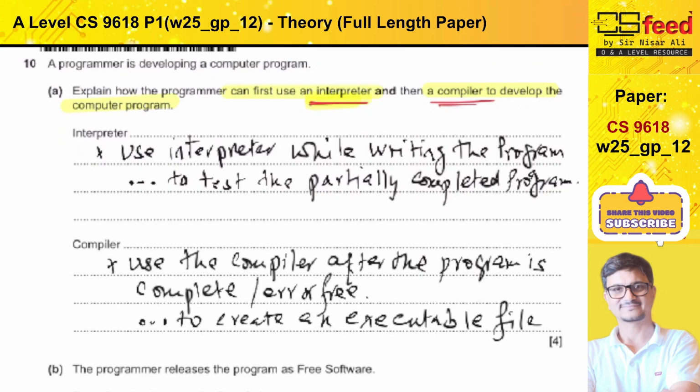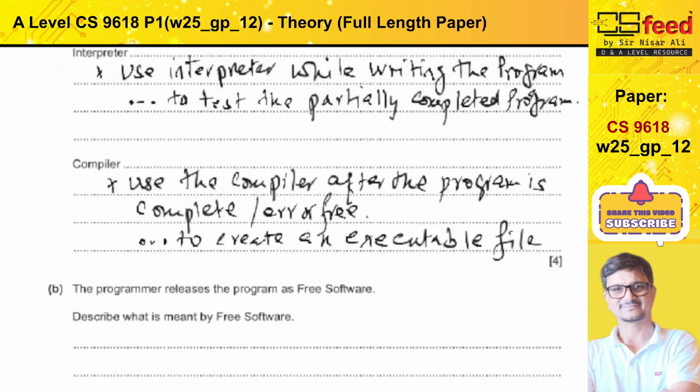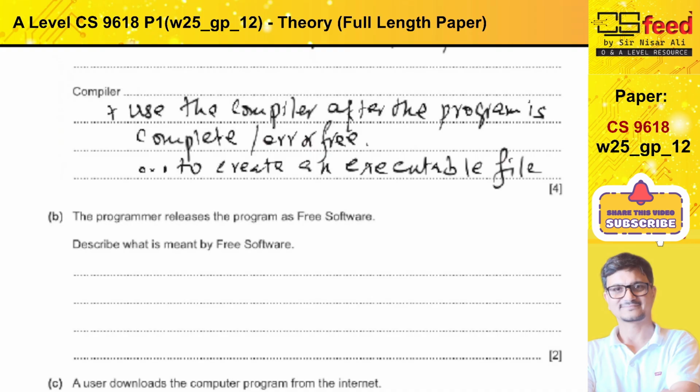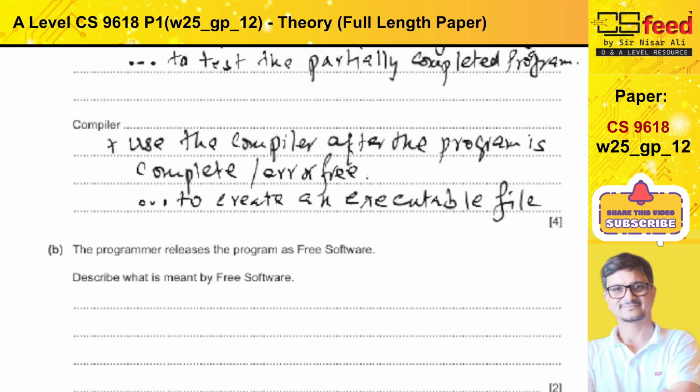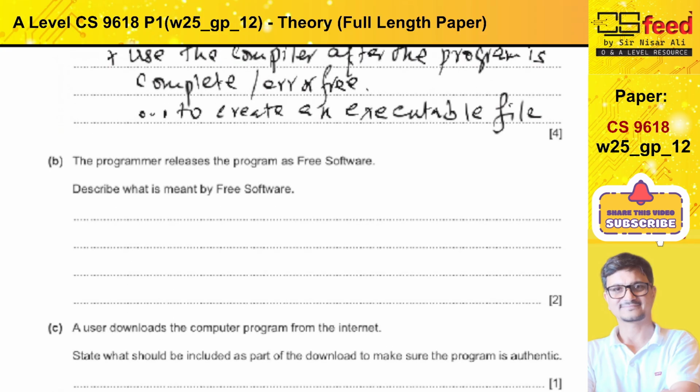So you also need to know that the compiler repeatedly tests the same section without having to reinterpret every time. So you can test on different platforms without needing the interpreter, and this is the advantage of the compiler. Use the compiler after the program is complete, error-free, and to create an executable file. After it is compiled, normally it can create an executable file, otherwise the compiler usually creates an object file. All right, so this is very well explained in your paper 1's theory topic.